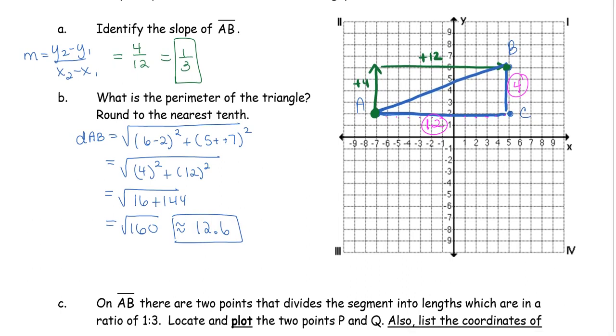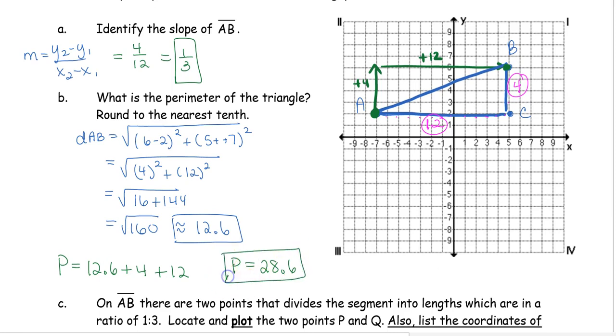To find the perimeter is all 3 sides added up. So we have our length of AB, which is 12.6, plus the length of BC, which we found was 4 when we counted, plus the length of AC, which is 12 when we counted. So we add up all those 3 pieces to find that our perimeter is 28.6.